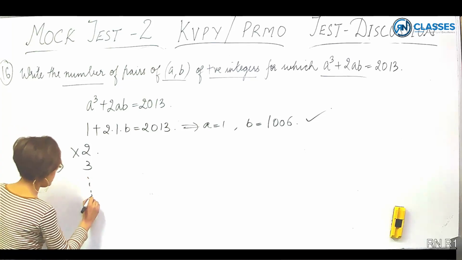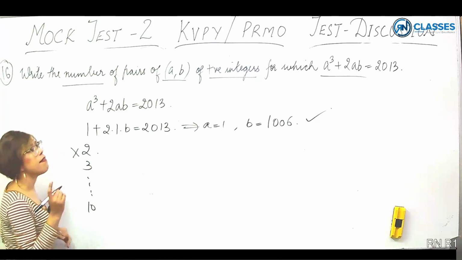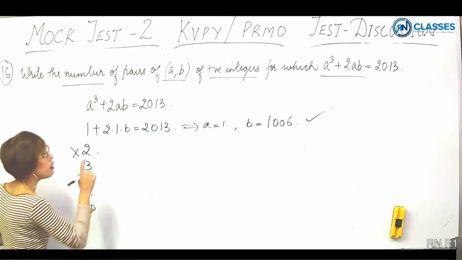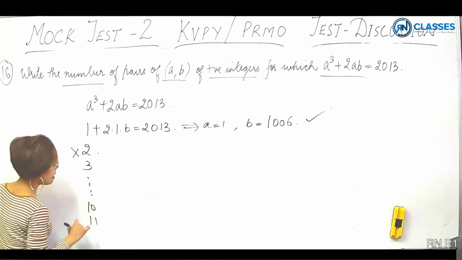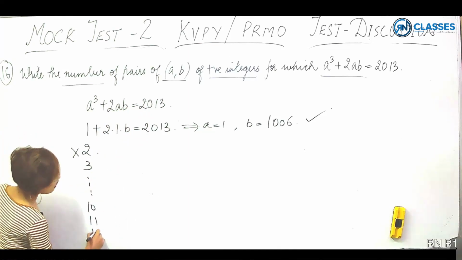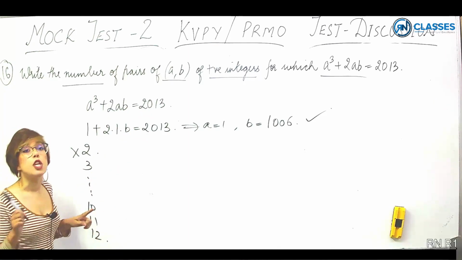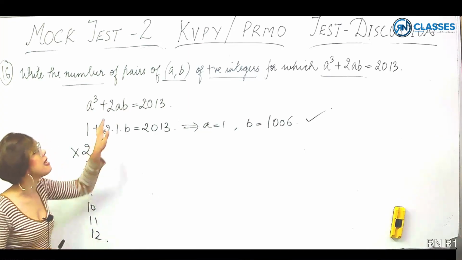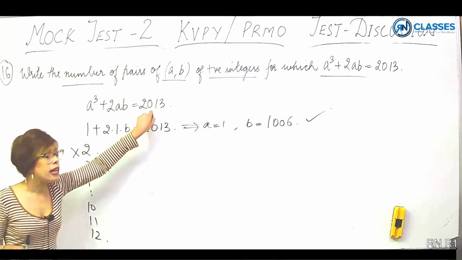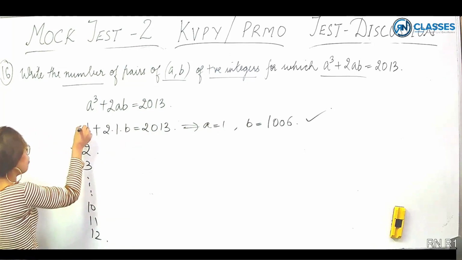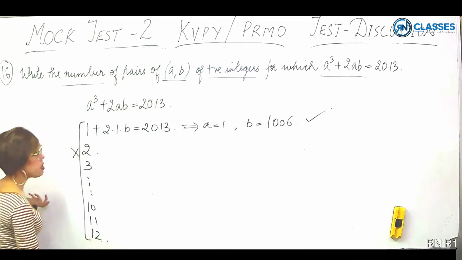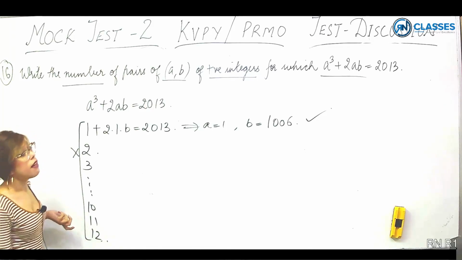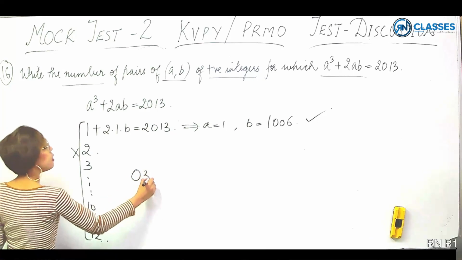I know that if I take a as 10, then 10 cube is 1000. Then a is 11, 11 cube is 1331, less than this, so I can take a as 11. I can take a as 12 as well because that is 1728. But I cannot take a equal to 13 because 13 cube is definitely greater than this one. So in all, I just need to check from 1 to 12, just 12 possibilities. That will hardly take any time. That is why the answer is 0, 3.